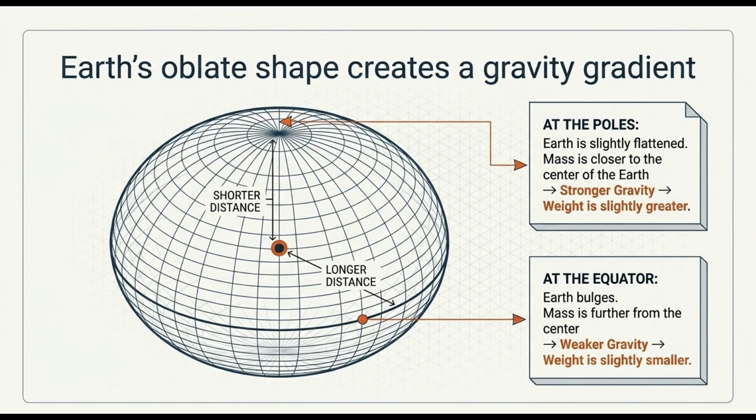So when you weigh yourself in the equator region and at the poles, there will be some variations in your weight, even though the mass is the same.